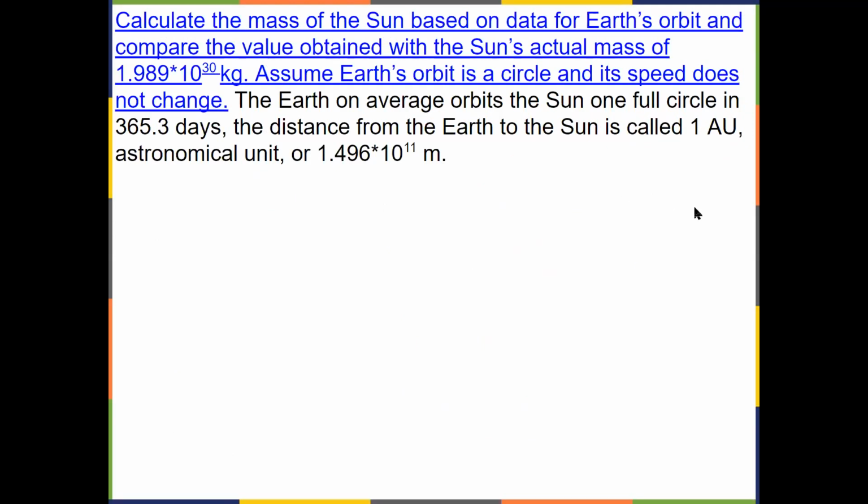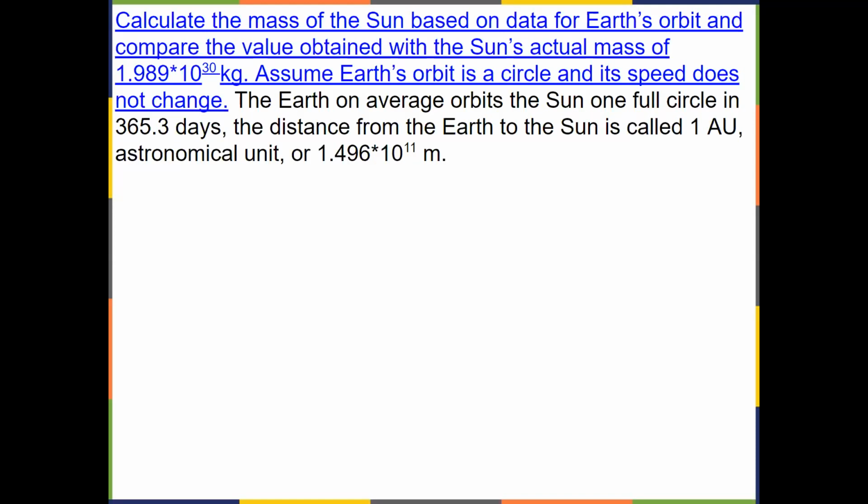All right, so let's take a look at this example here. In this problem, we are going to treat the Earth's orbit as a circular orbit. It says calculate the mass of the sun based on data for Earth's orbit and compare the value obtained with the sun's actual mass, assuming the orbit is a circle and its speed does not change.